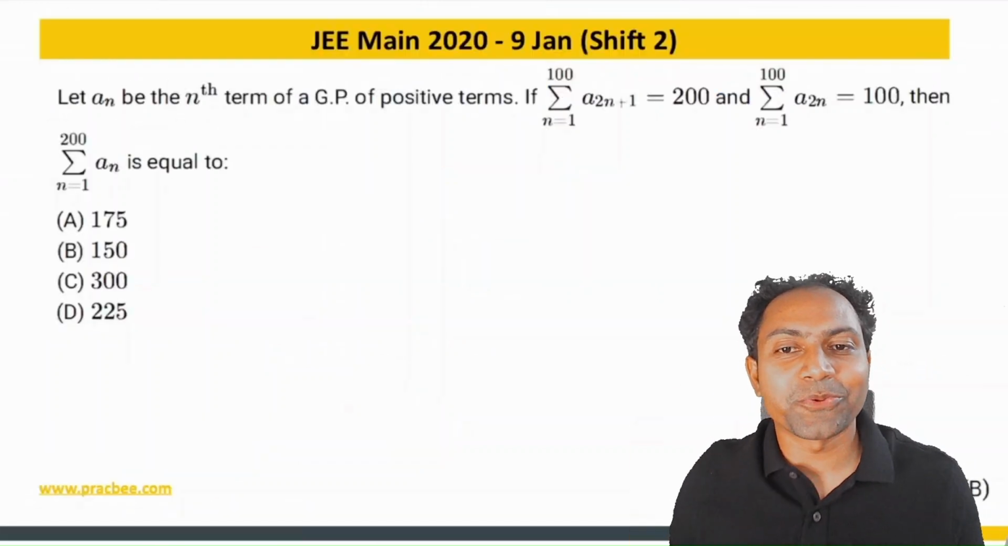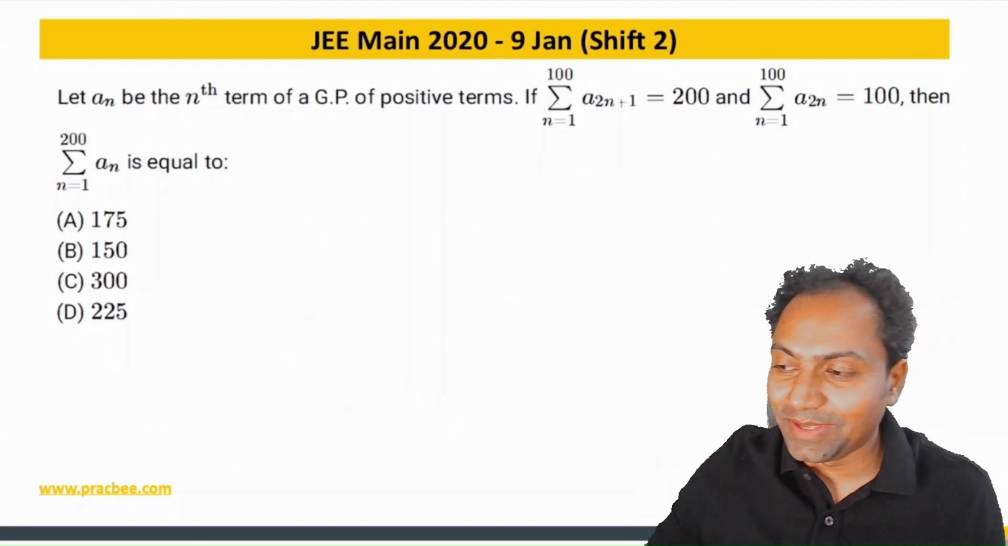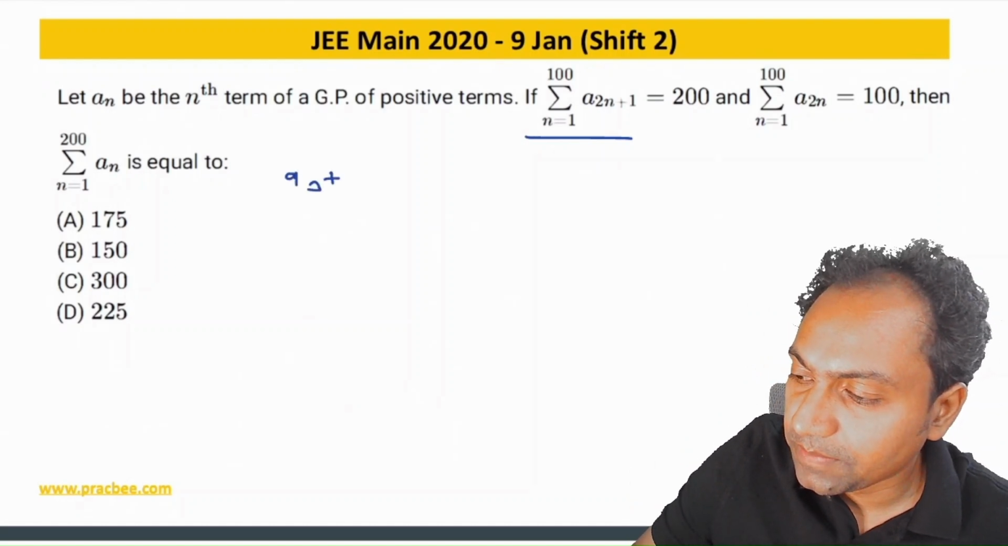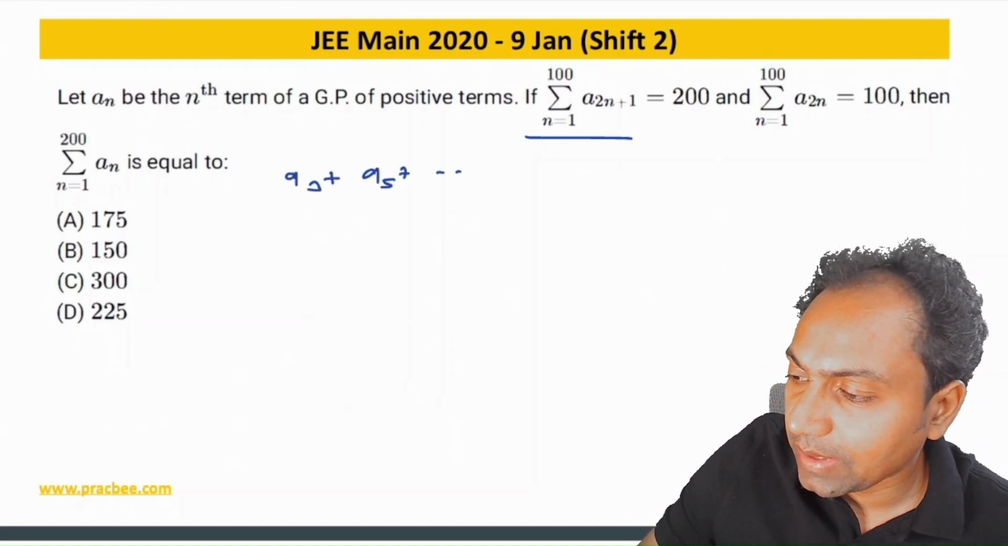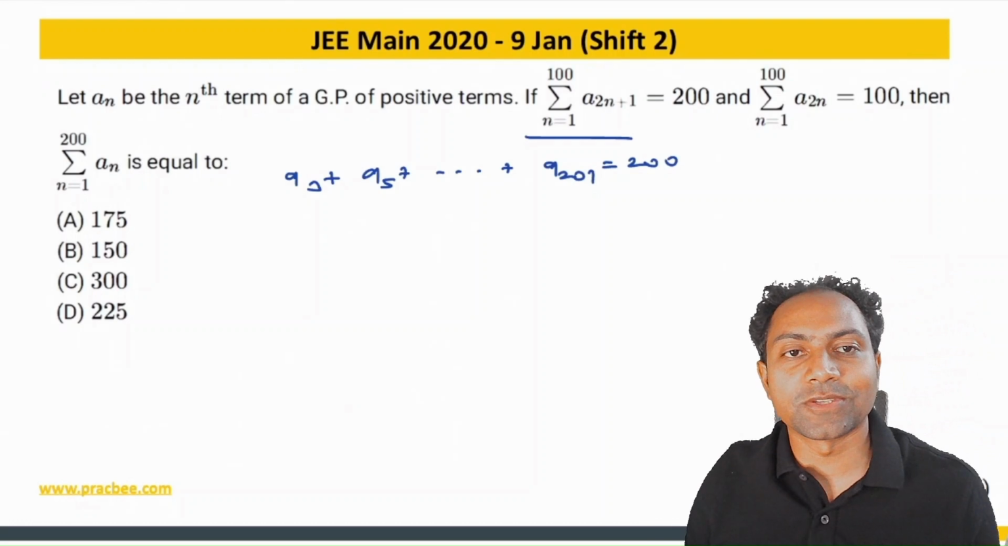Now let us look into the next question. In this next question, they are talking about a very weird kind of summation of a GP. They are not starting from the first term. What they are starting from is the third term, then the fifth term, and they are going up till the 201st term, and the sum is equal to 200. This is the first condition given.